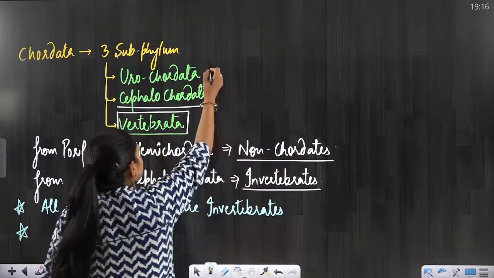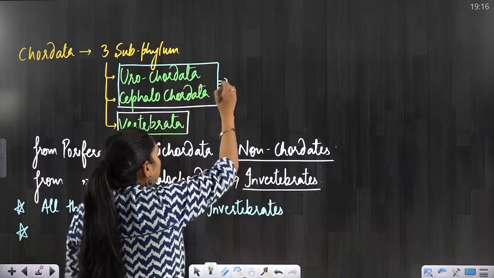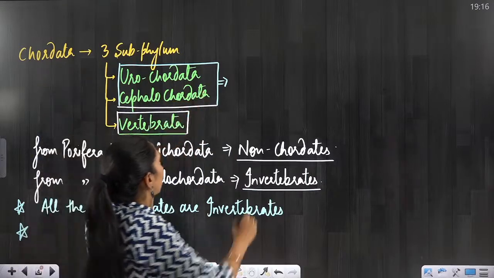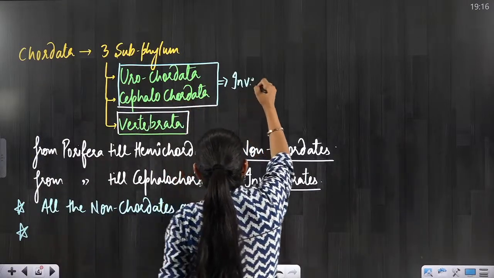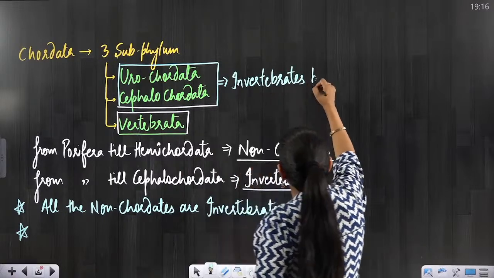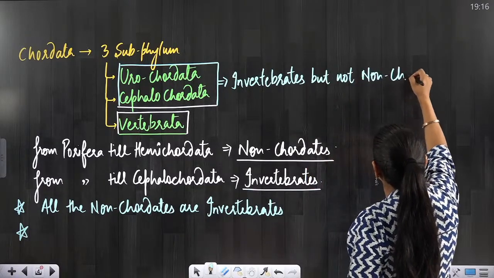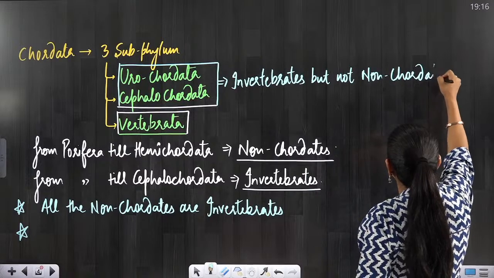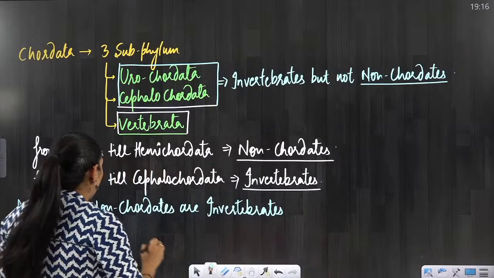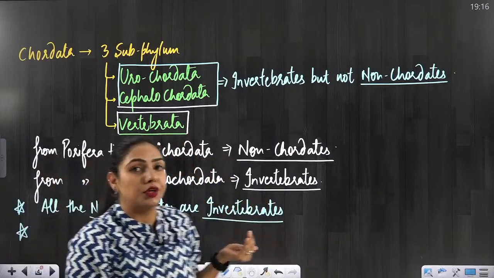No, because these are the two invertebrates which are not non-chordates. These are chordates, everyone. Okay, so these are invertebrates, but not non-chordates, they are chordates. So now we can tell all the non-chordates are invertebrates, but the vice versa is not true.